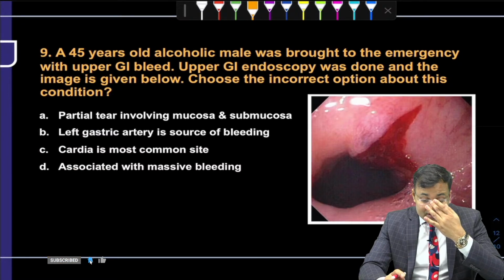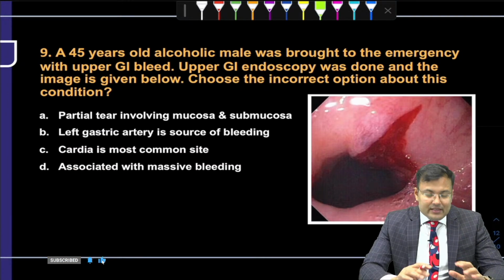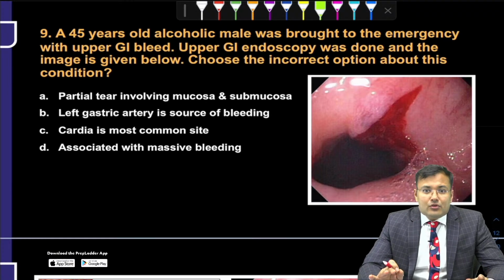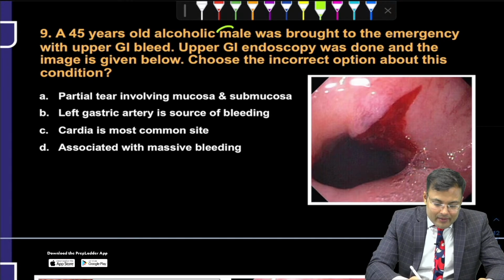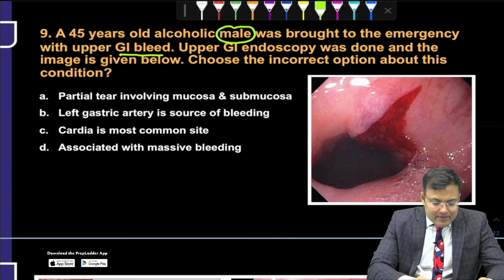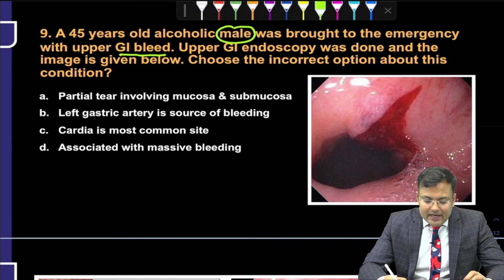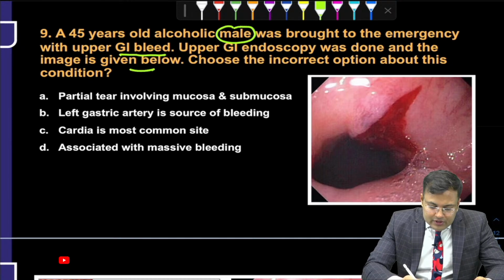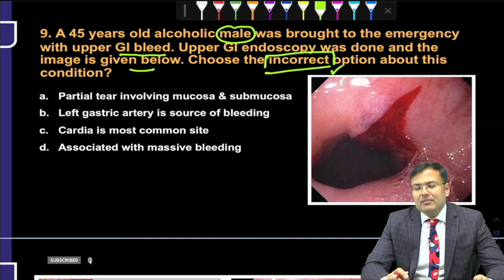Another important question, similar questions were asked in the past. See the image. A 45 years old alcoholic male was brought to the emergency with upper GI bleed. Upper GI endoscopy was done and the image is given below. Choose the incorrect option. What is the incorrect option about this condition?